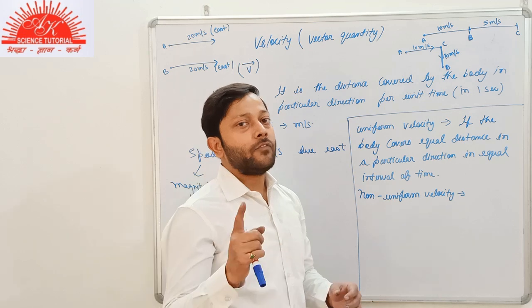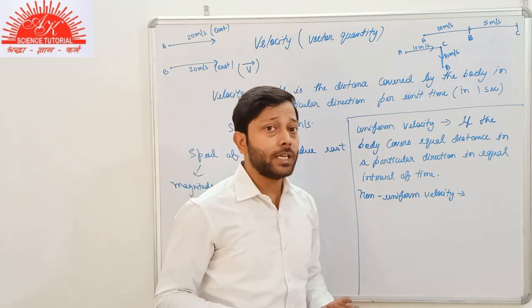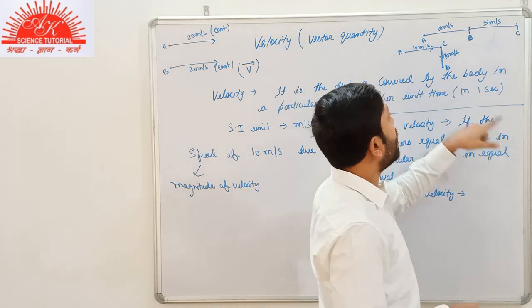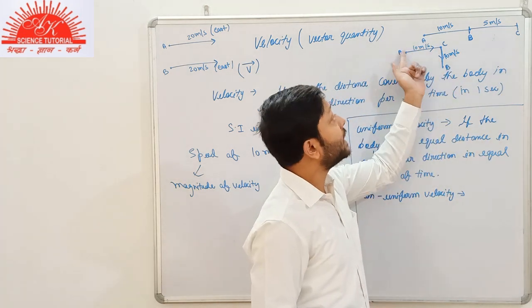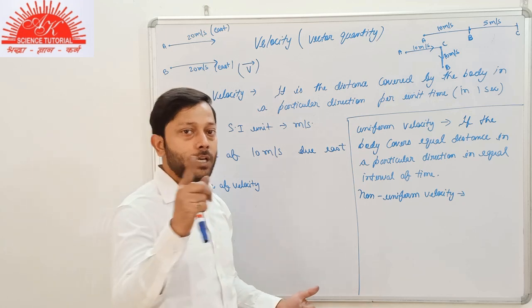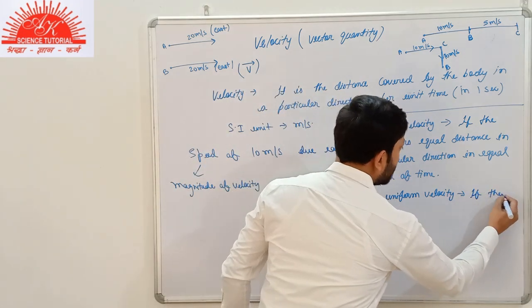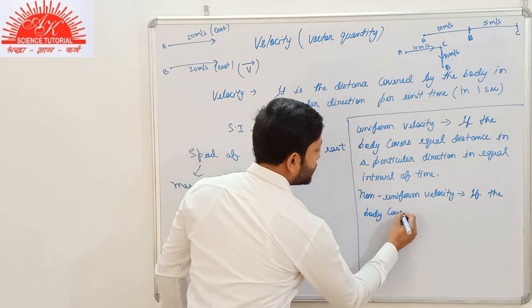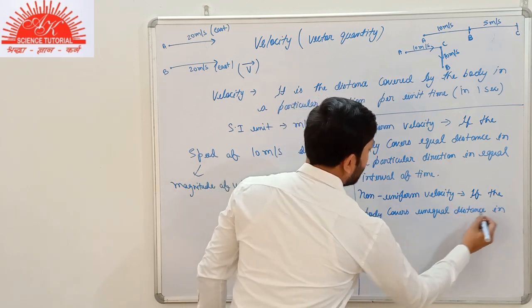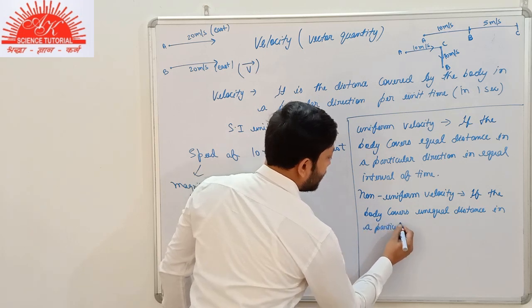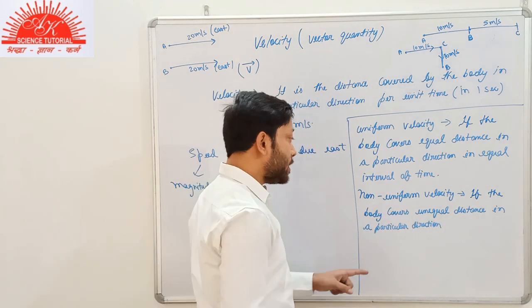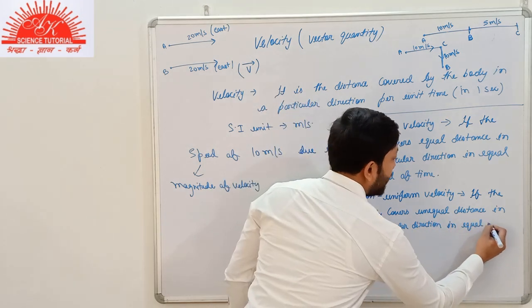So what do we conclude here? If we say that the body is moving with non-uniform velocity, then two cases are possible. Either the magnitude of velocity has changed, or the magnitude is same but the direction has changed. So there are two cases for which the body can be said to move with non-uniform velocity. Now we will define it. If the body covers unequal distance in a particular direction in equal interval of time.